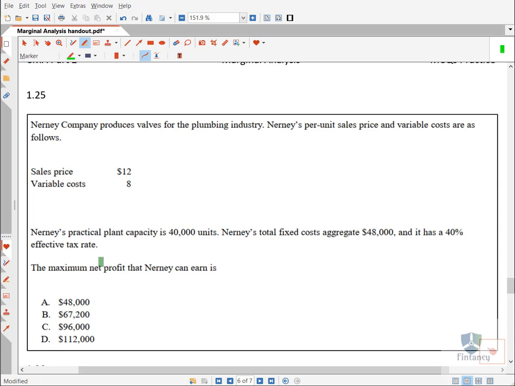Naveed, please read this question. The maximum net profit that Narni can earn is. The Narni company produces valves for the plumbing industry. Narni's per unit sales price and variable costs are as follows. Sales price is $12 and variable cost is 8. Narni's practical plant capacity is 40,000 units. Narni's total fixed costs aggregate 48,000 and it has a 40% effective tax rate.